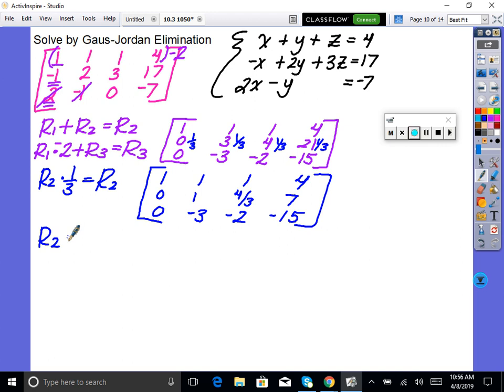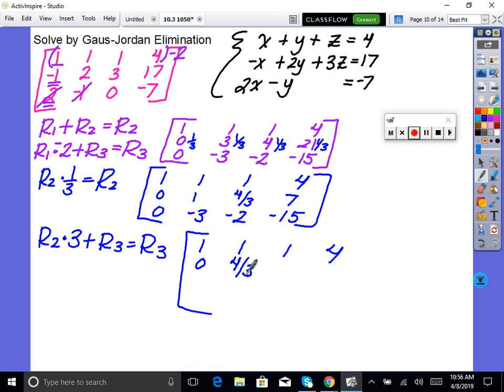Okay, take row 2. We're trying to get this to be a 0, guys. So take row 2 and times it by 3, add it to row 3, equaling new row 3. So we keep row 1 and 2 the same. Yep, so let's keep row 1 and 2 the same. Once again, I can't stress enough that it's not wrong if you were to choose to get that 0 another way.